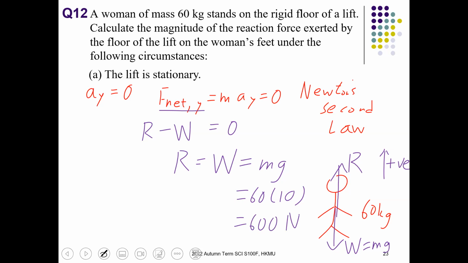Keep in mind that we only need to consider the magnitude in this question. We already specified the magnitude, so don't care about whether this is a positive or negative value. Whether the values are positive or negative, this will be included by the definition of the positive y-axis, which is pointing vertically upwards.